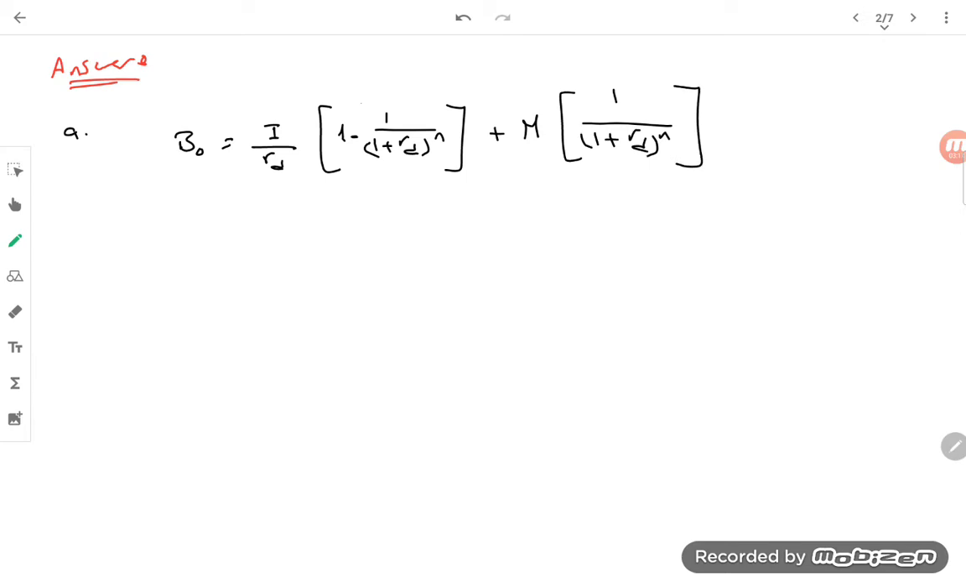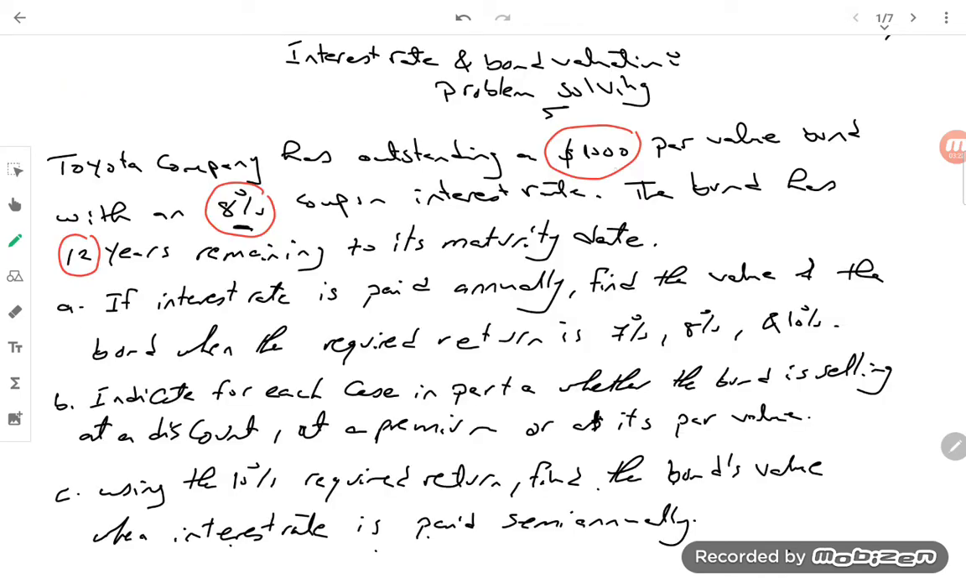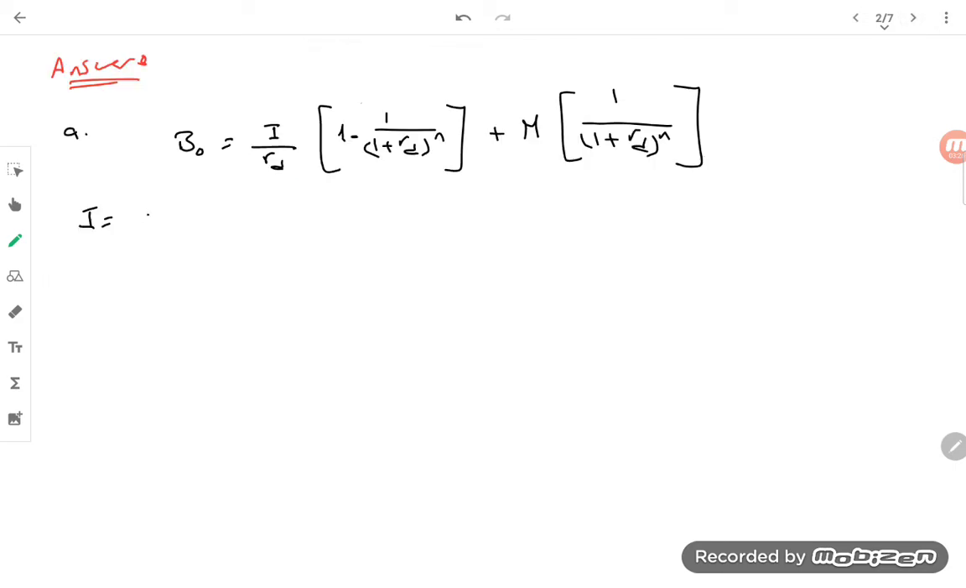In our example, I equals 8% of 1,000. It's 0.08 multiplied by 1,000, which is $80, and M is 1,000. N is the number of years, which is 12 years, and the RD in the first case is 7%, in the second case it will be 8%, and in the third case it will be 10%. Let's start with number 1, which is 7%.